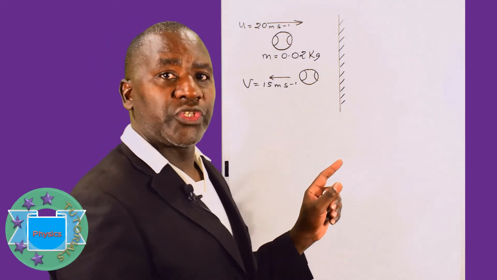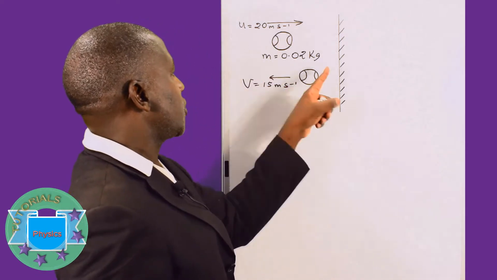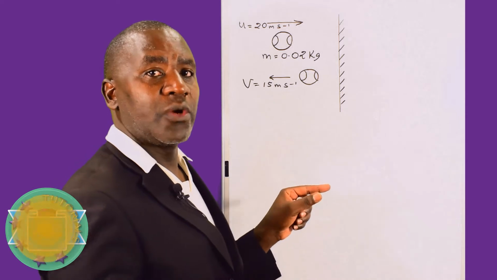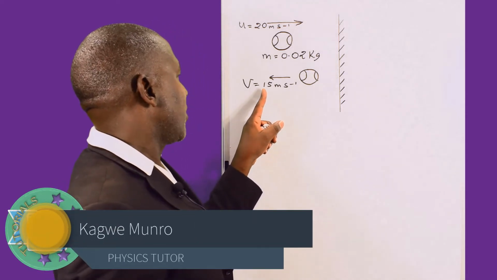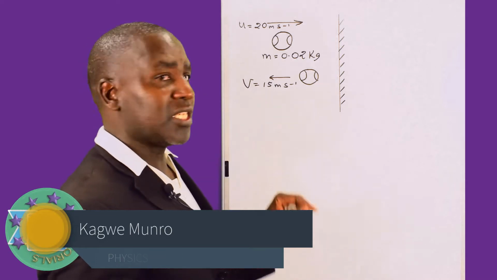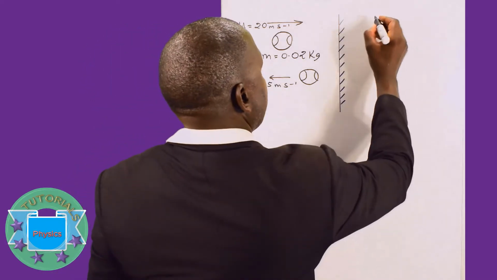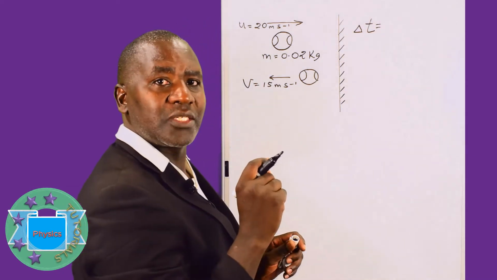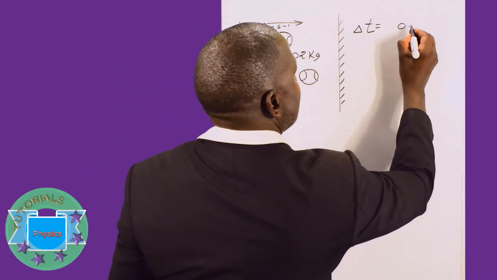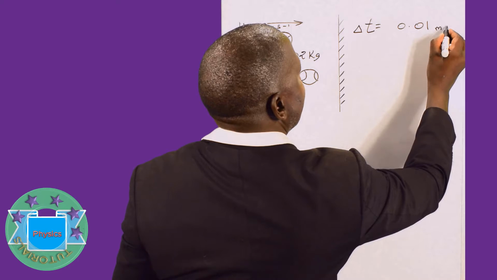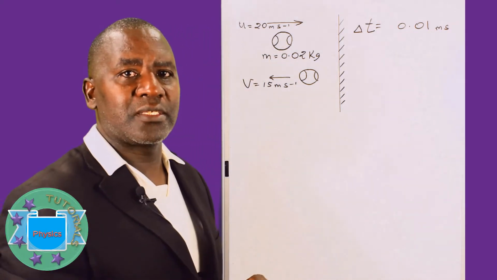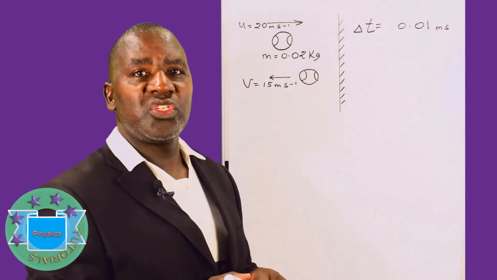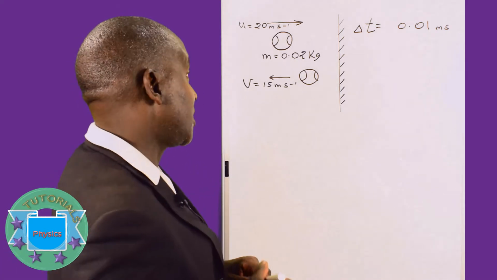Okay, let's look at this situation where we've got a tennis ball. It's moving towards this wall with an initial velocity of 20 meters per second, hits the wall and then bounces from the wall with a final velocity of 15 meters per second. Let's assume that the time of collision, that very short time in which the ball is in contact with the wall, is, let's just say, 0.01 milliseconds. So, at this particular moment, I want to deal with the change in momentum of this ball.